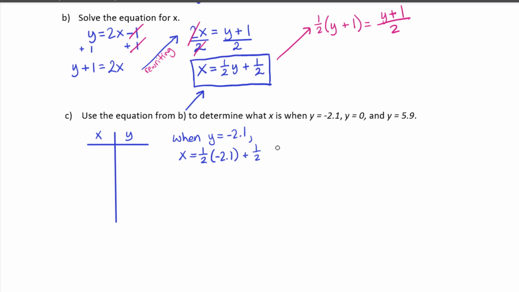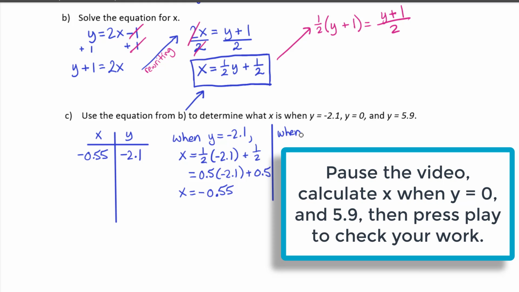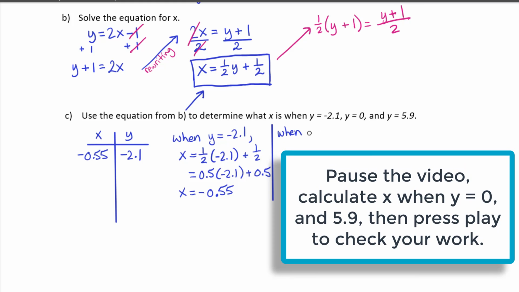Now, calculating this out with a calculator, it is easier to use 0.5 instead of 1/2. So you could do 0.5 times negative 2.1 plus 0.5. And what you get is x equals negative 0.55. So x equals negative 0.55 whenever y equals negative 2.1. In a later section, we will be graphing things like this. The x and the y would be coordinates on our graph, and a dot would appear at those coordinates. If you have the idea, go ahead and pause the video and calculate out the rest.